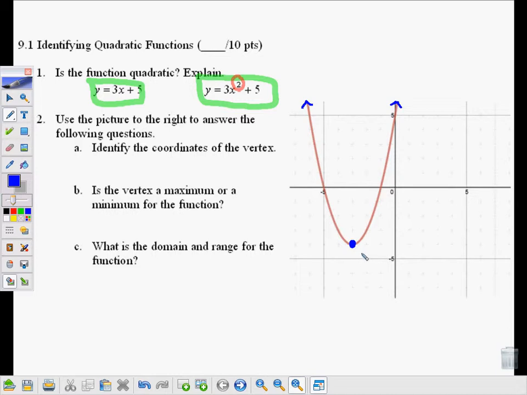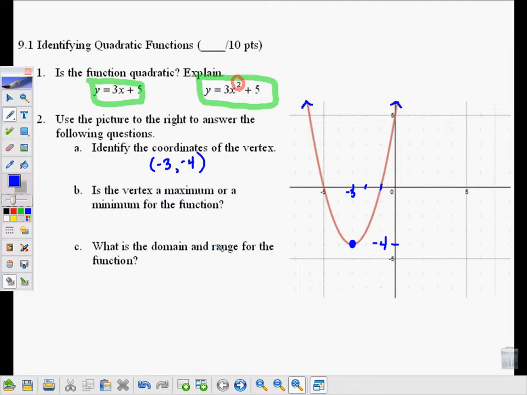And the coordinates for that, we go -3 in the x, and then down -1, 2, 3, 4. This is at -4 in the y. So the coordinates of the vertex are at -3, -4.